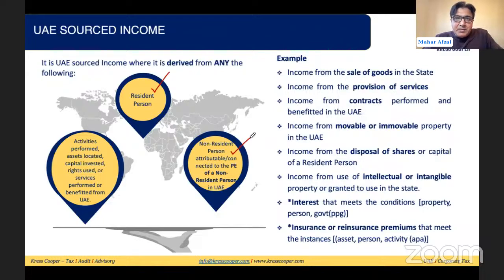So if the income is being generated from an activity that is being performed out of the UAE, and if the income is being generated from any person who is not a resident person and not a PE of the non-resident person, that income is considered foreign source income. If the activities are being performed in the UAE, it will be considered UAE source income. If these activities are being performed out of the UAE, it will be considered foreign source income. What type of activity? Sale of goods, provision of services, contract, movable or immovable property, these are all activities. If these activities are being performed out of the UAE, I will say this is a foreign source income.